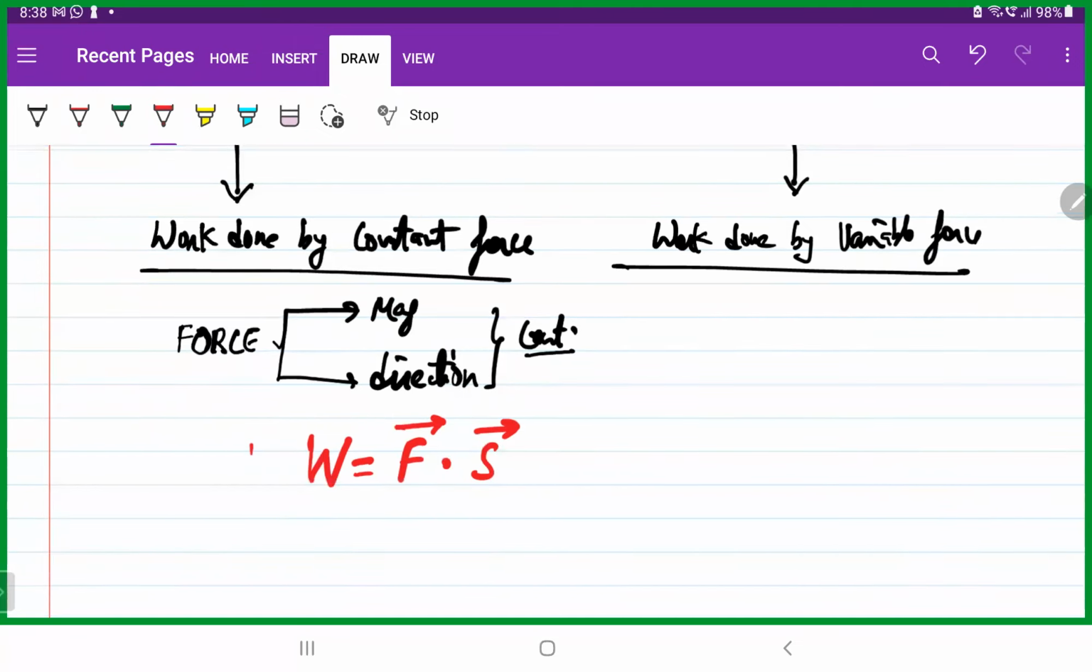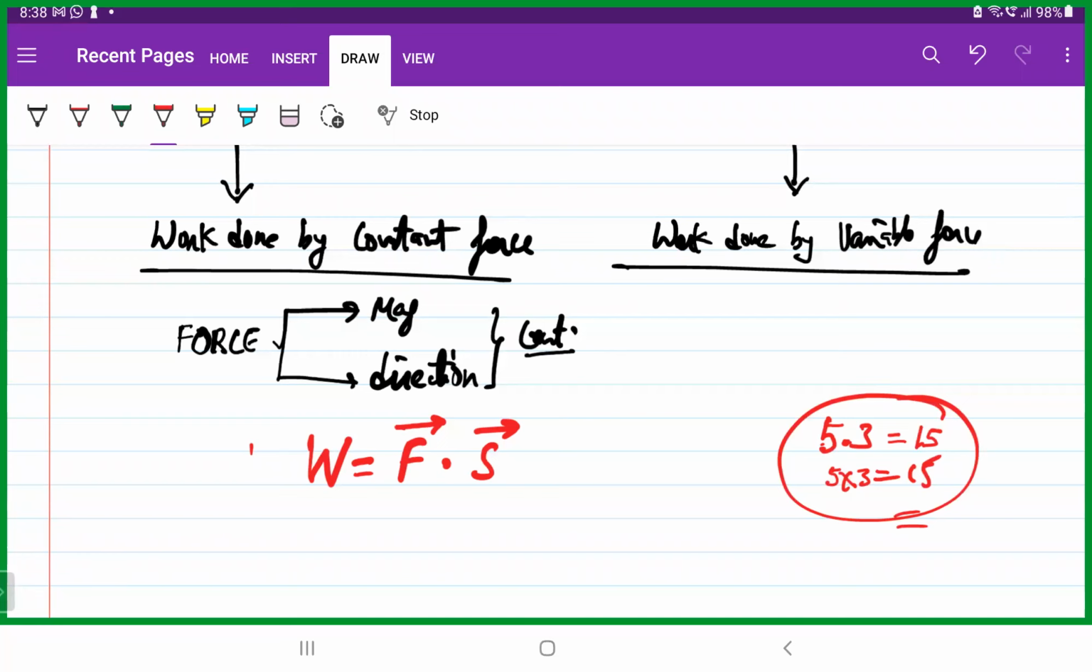F dot S, right? Dot product. Remember, for vectors, dot and cross have different meanings. Like in arithmetic multiplication, 5 into 3, you write 15. 5 cross 3, you also write 15, right? For the arithmetic operation it is okay for the maths part. But here, in the case of vector quantities, dot and cross have entirely different meanings.